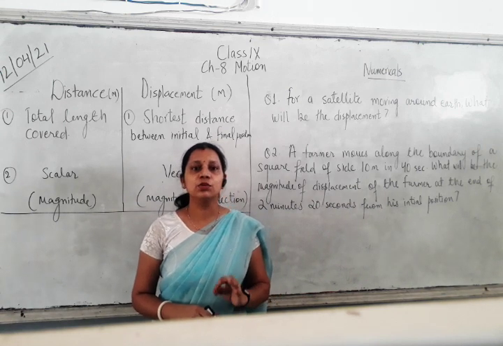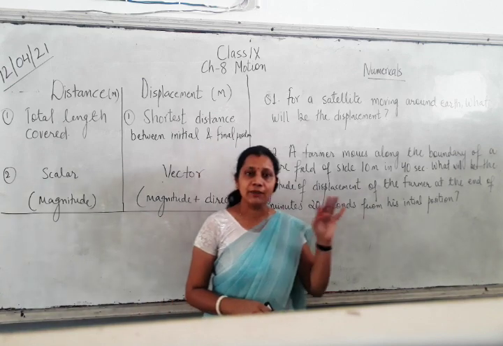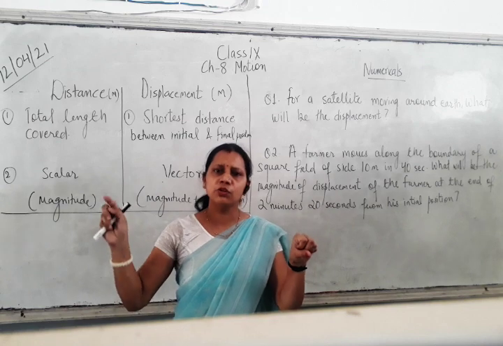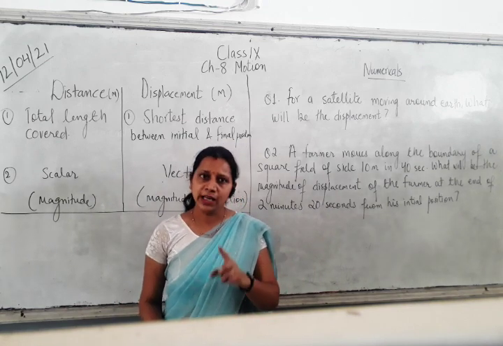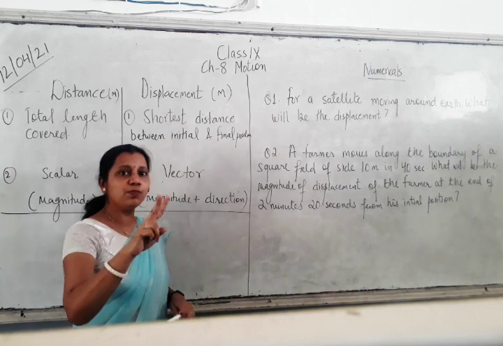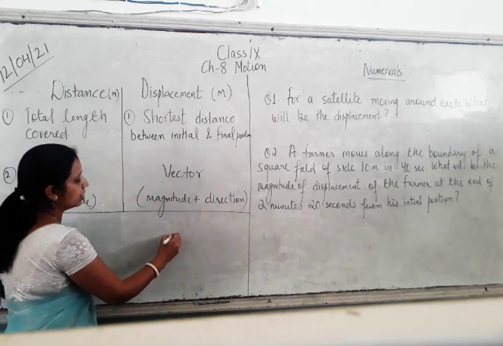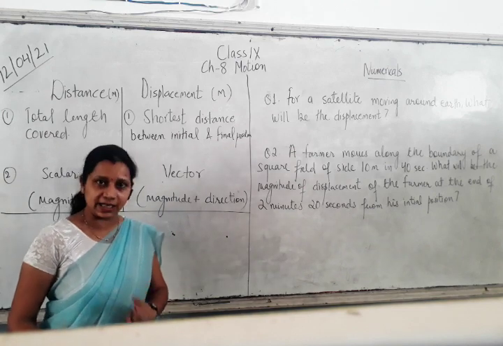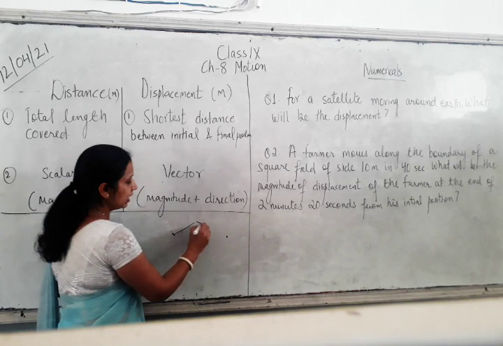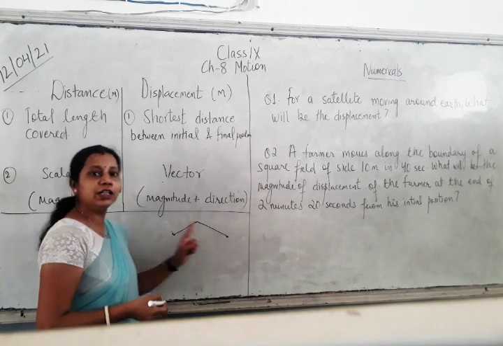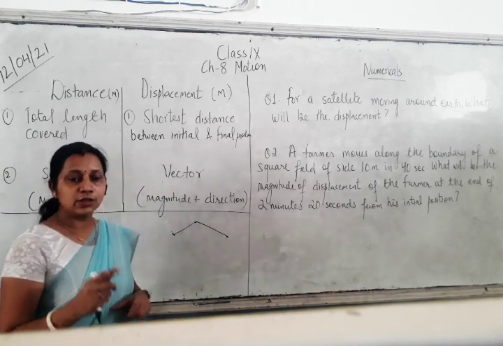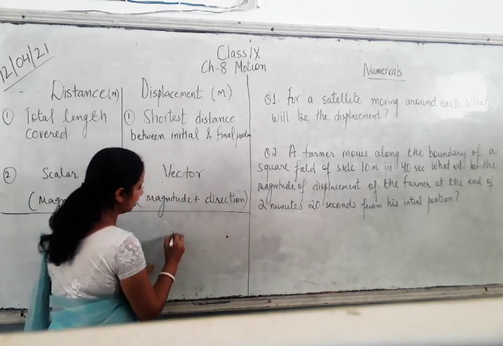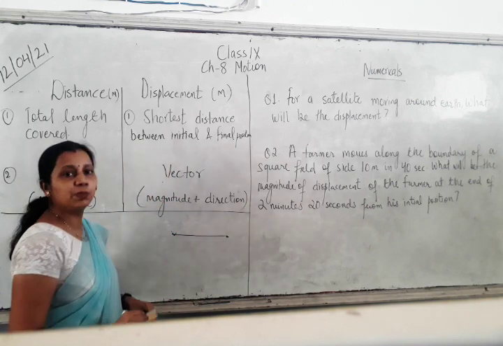Whenever you have to calculate displacement, you have to locate the initial point, that is the starting point, and the end point, and then draw a straight line between the two. Whenever you have 2 points, the shortest distance between them can only be a straight line. Any other type you draw, any turn, will give you more distance. So between any 2 points, the shortest distance can only be a straight line, and that will be your displacement.